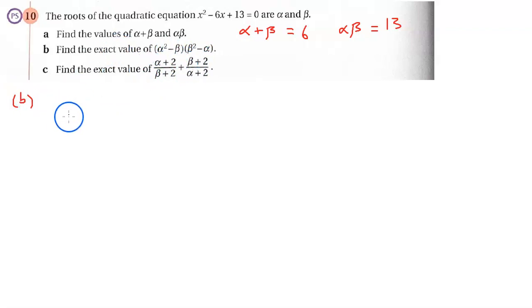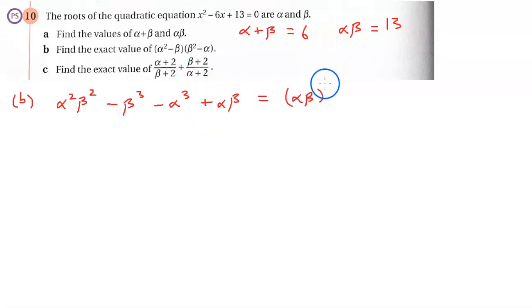And then for part B, it says find the exact value of (alpha squared minus beta) times (beta squared minus alpha). No problem. Expanding that out, we get alpha squared beta squared, and then it's minus beta cubed, and then minus alpha cubed, and then we've also got plus alpha beta. So writing that nicely, (alpha beta) squared plus alpha beta, and we got minus (alpha cubed plus beta cubed).